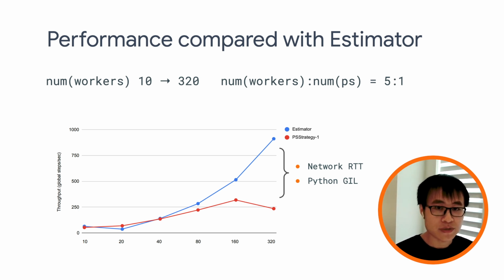So what we can do is use a technique we call multi-step packing to mitigate this problem. In the user's custom training loop code, we can pack multiple training steps in each function as opposed to just running one step per function. We can see that if we just pack 5 steps in each function, the PS strategy can achieve the same performance as the estimator for this specific model.